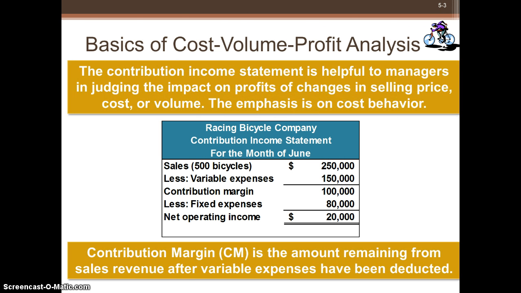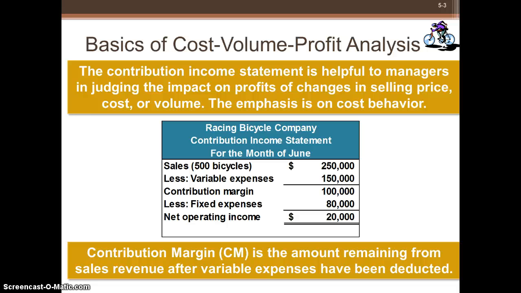Before we go too far, the basics of cost-volume-profit analysis is the contribution margin income statement, or the concept of contribution margin. As we discussed last week, contribution margin is extremely helpful to a manager in judging the impact on profits due to a change in the selling price, the cost, or the volume. By using a traditional income statement, it's very difficult to see some of this effect.